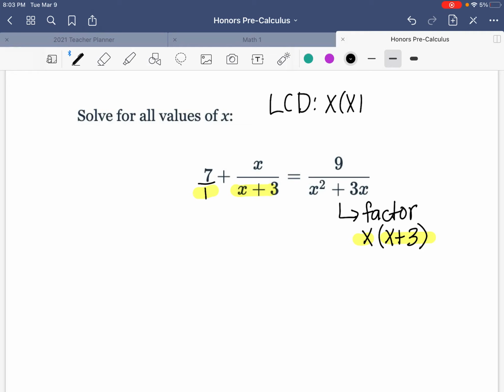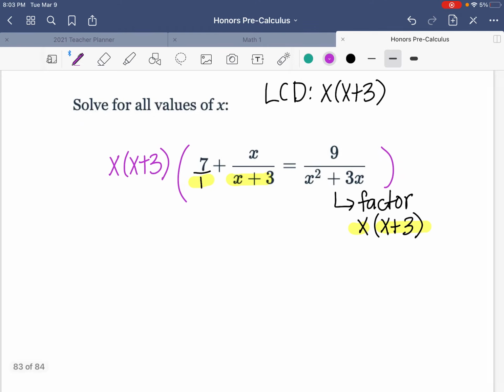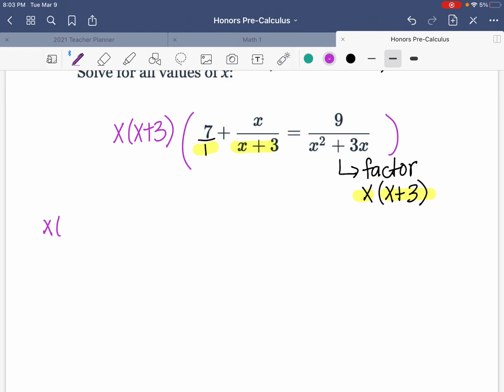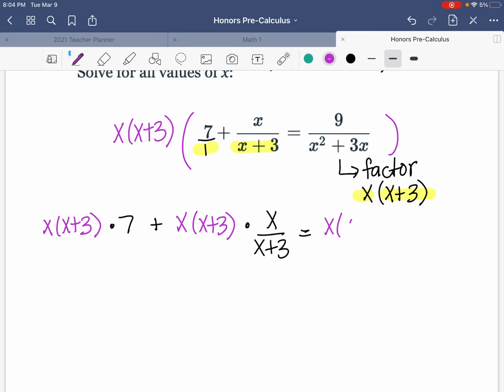So we're going to have x and x plus 3. We're going to go ahead and multiply my entire problem by x times x plus 3. That's going to be x times x plus 3 times 7 plus x times x plus 3 times x over x plus 3 equals x times x plus 3 times 9, and we did factor the bottom, so that's going to be over x times x plus 3.